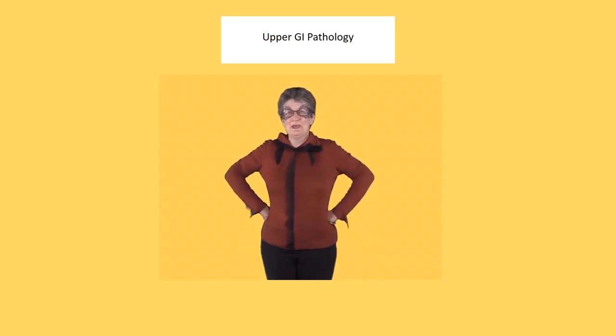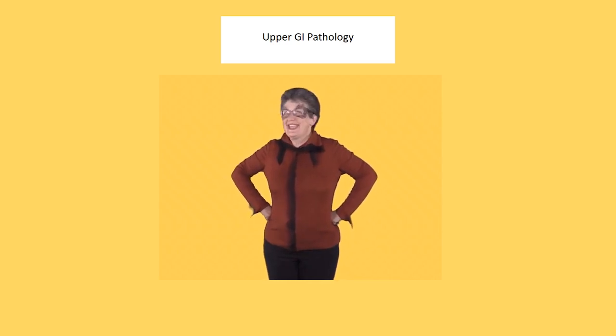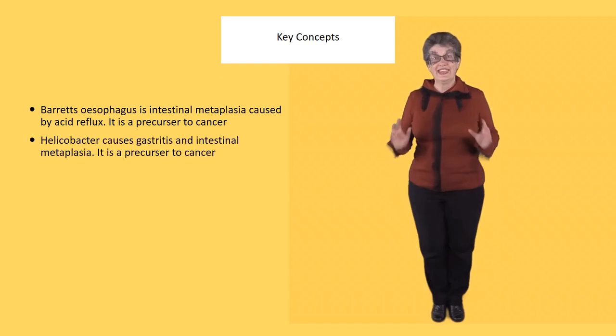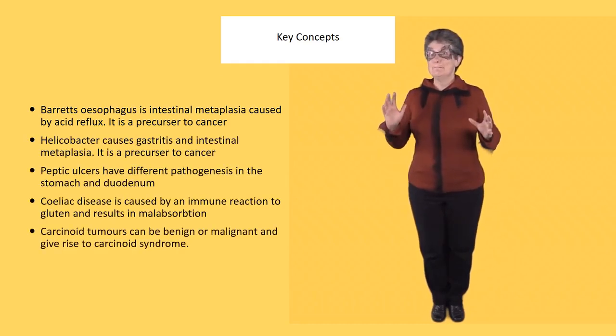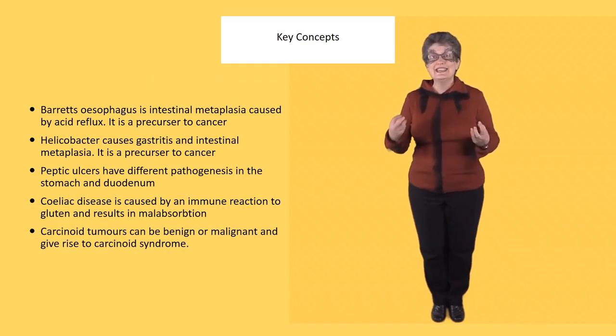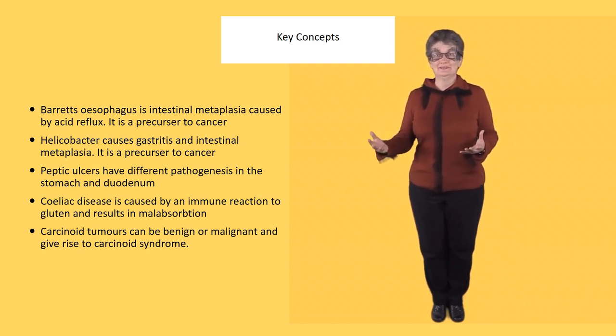On our journey to be a pathology superhero, we're going to learn today about upper gastrointestinal pathology. The key concepts in upper GI pathology are that Barrett's esophagus is intestinal metaplasia caused by acid reflux. It's a precursor to cancer.